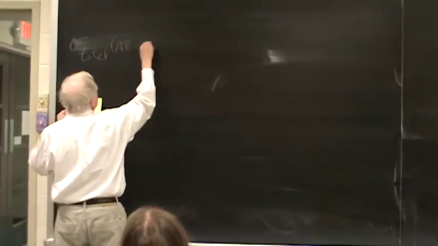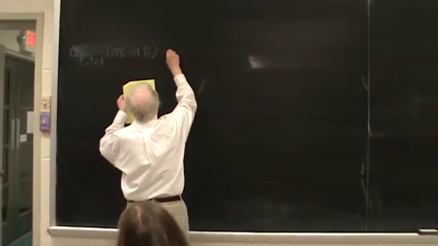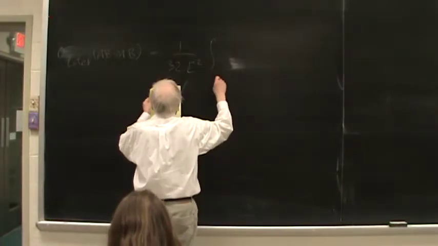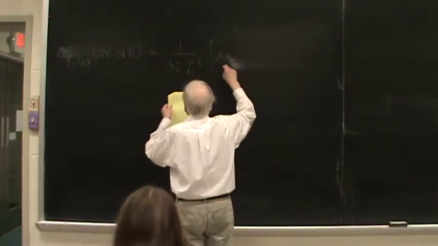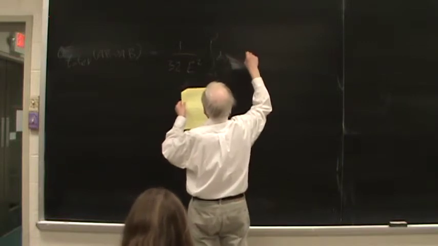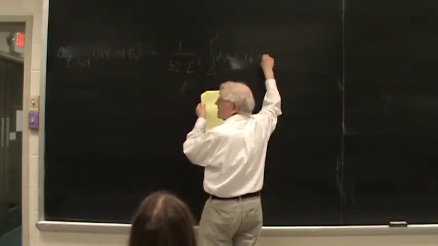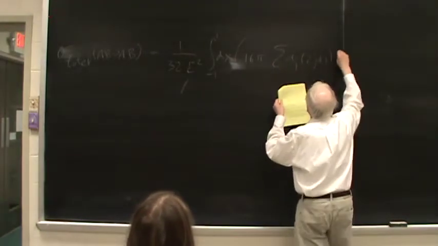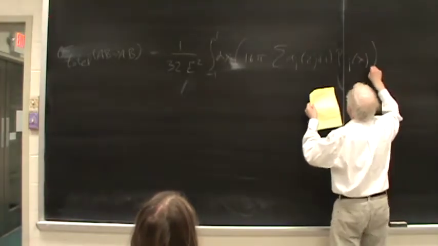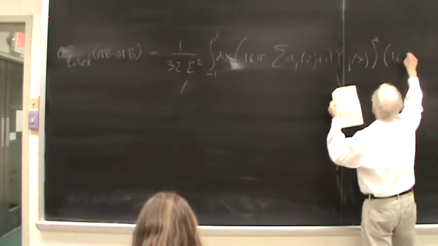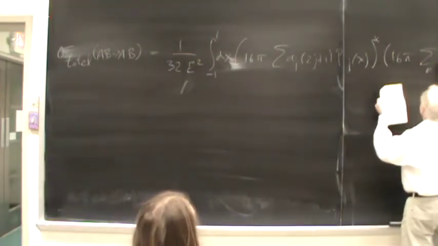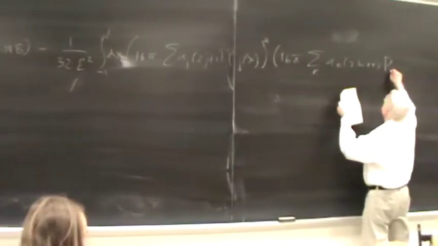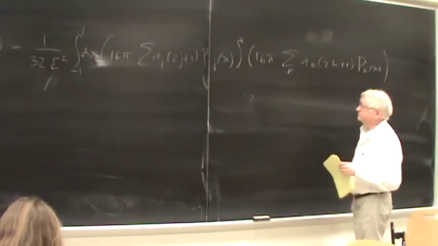AB goes to AB. And this then is 1 over 32 e squared integral dx, x being cosine theta. And now this is 16 pi sum aj 2j plus 1 pj of x, star, 16 pi sum on k ak 2k plus 1 pk of x there.